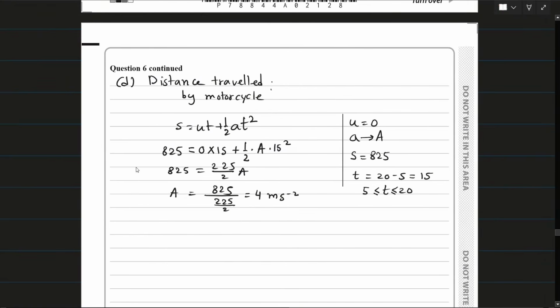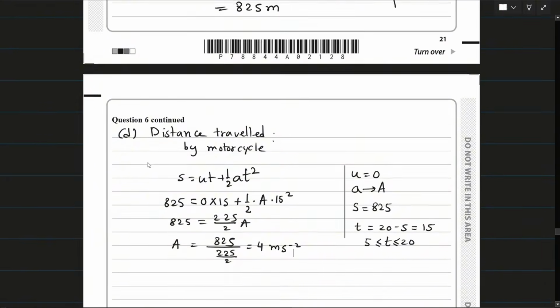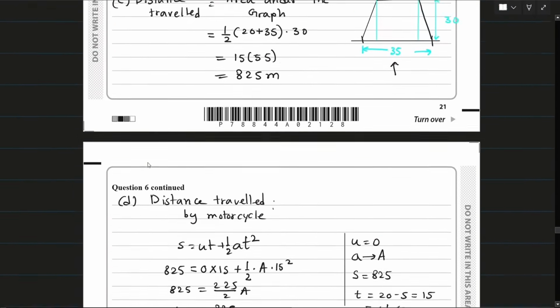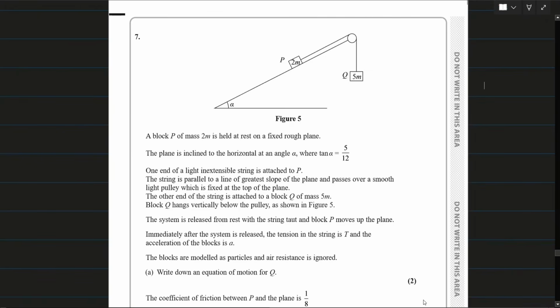So this was our question number 6. We can now move to our question number 7. We see that in this question we have two blocks, block P and block Q. Block P and block Q are connected by a string, and that string is on a pulley. We also see that the mass of block P is given as 2m and the mass of block Q is given as 5m.